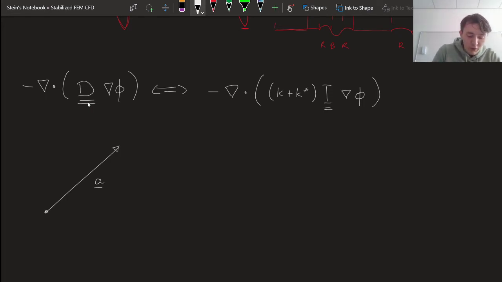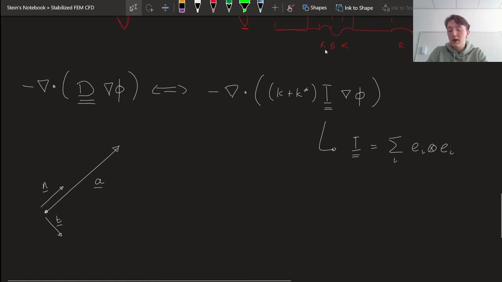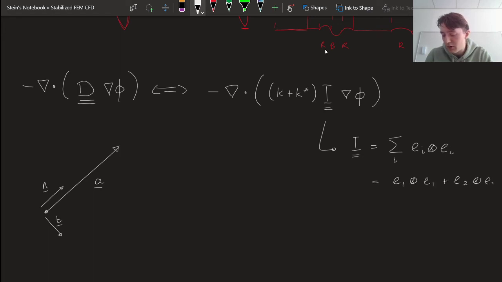Then we might at this point create a reference frame with a certain normal and tangential basis vector, n and t. So in general, we can always write our identity tensor as a sum of bases as a tensor product, right? So e_i tensor product e_i, summed over all i's. So if we have in 2D, we would get e1 tensor product e1 plus e2 tensor product e2, and in 3D we would get additional terms there.